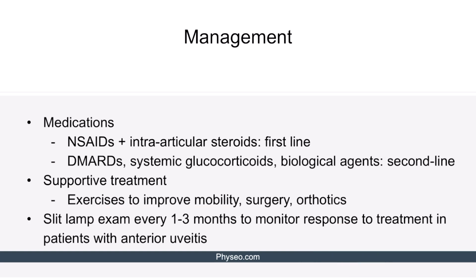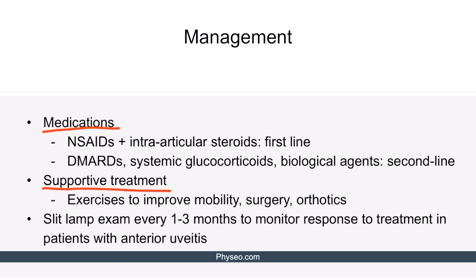NSAIDs and intra-articular steroids are considered first-line management for patients with JIA. Medications like the DMARDs, systemic glucocorticoids, and biological agents such as tocilizumab, an IL-6 inhibitor, are considered second-line. Supportive treatment with regular exercise is important to improve mobility. Surgery can be used to correct limb length discrepancy, and orthotics can assist with mobility.